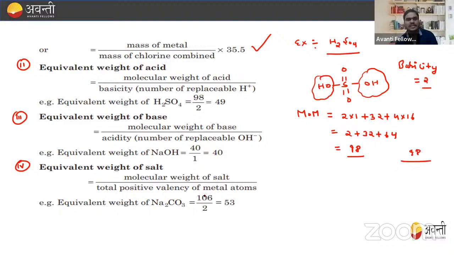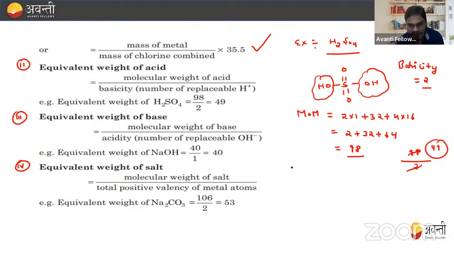And what is the basicity? Basicity means the number of replaceable H plus ions. So how many replaceable H plus ions are present here? Only 2, right? So it is 98 divided by 2, which is 49. So 49 is the equivalent weight of the acid. This is how we can calculate the equivalent weight of an acid.